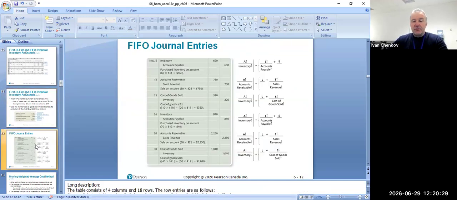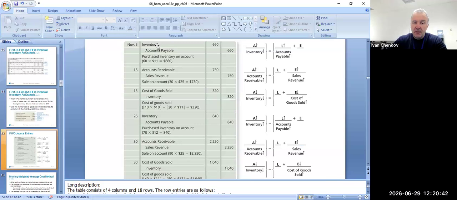Now, if we have to do the journal entry, first will be the purchase, right? We purchase the inventory on accounts payable. Then we make the sale, accounts receivable and sales revenue. And since we're using perpetual inventory, right away when the sale happens, we show the cost of goods sold and the reduction of the inventory.